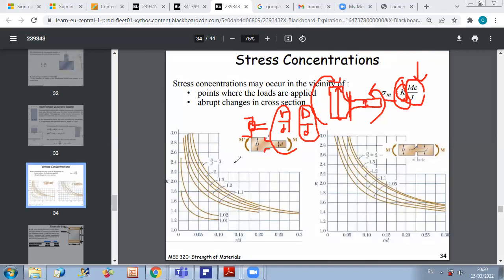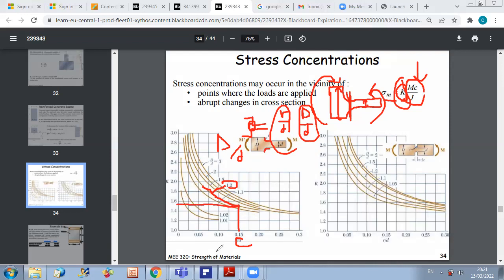As you can see here, for each combination of r over d and D over d, you can read K. If I tell you, for example, r over d is 0.15 and big D over small d is 1.2, you can see that these curves are for different values of D over d. D over d equal to 1.2 corresponds to this curve. The intersection point with r over d equal to 0.15 will give you the corresponding value of K. You can read it on the vertical axis. It's nearly 1.55.